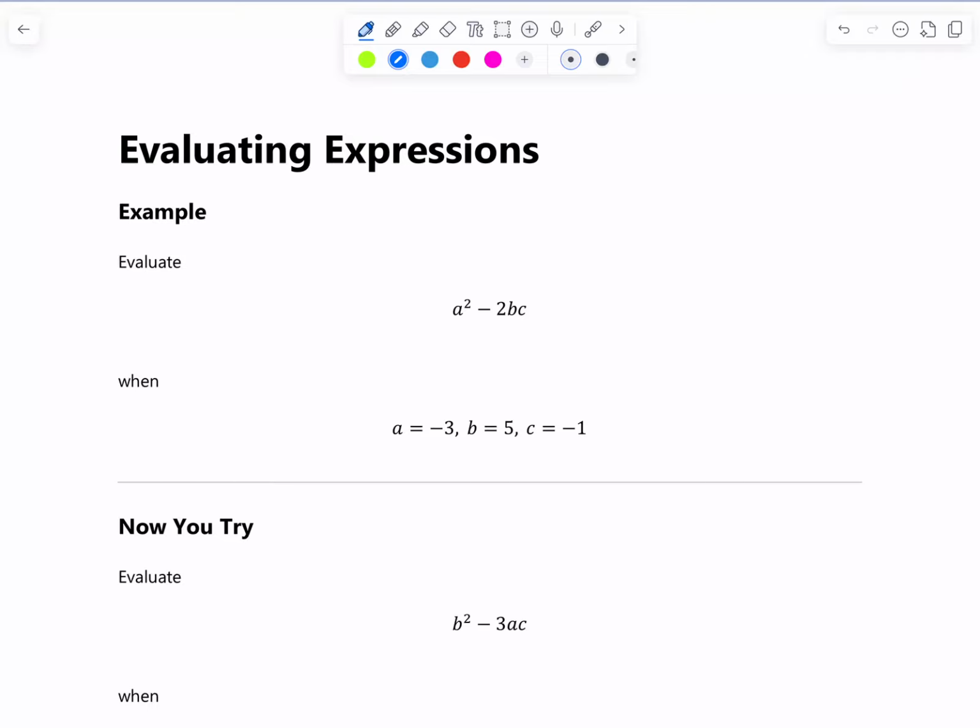Hi, welcome back. In this video, we're going to talk about evaluating algebraic expressions. So I give you an expression and I tell you what the values of a, b, and c are, and I want you to evaluate this. So my expression is a squared take 2bc, and I've told you my values of a, b, and c. And I want you to work this out.